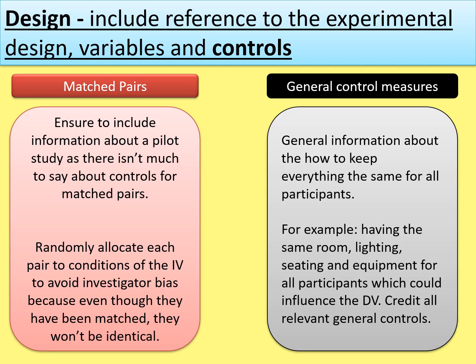The other thing about controls, the last thing you can do, is just general controls for this particular investigation. So general information about how to keep everything the same for all participants. So in this study, for example, having the same room, lighting, seating and equipment for all the participants, which could influence the DV, and you can credit all relevant general controls.